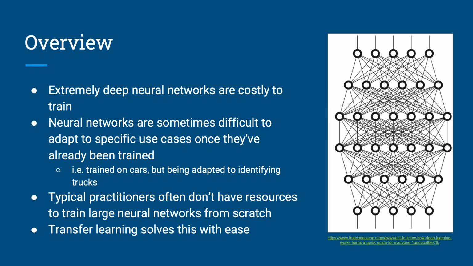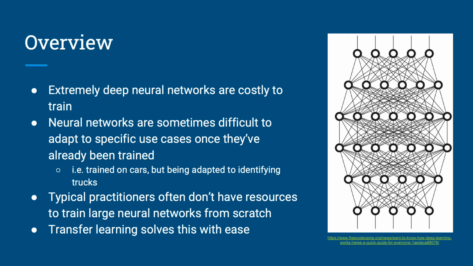So, as we all know, extremely deep neural networks are costly to train as they can take an extremely long time to complete. They can also be difficult to adapt to specific use cases once they've been trained. For example, if you have a network trained to recognize images of cars, it likely won't work well on trucks.